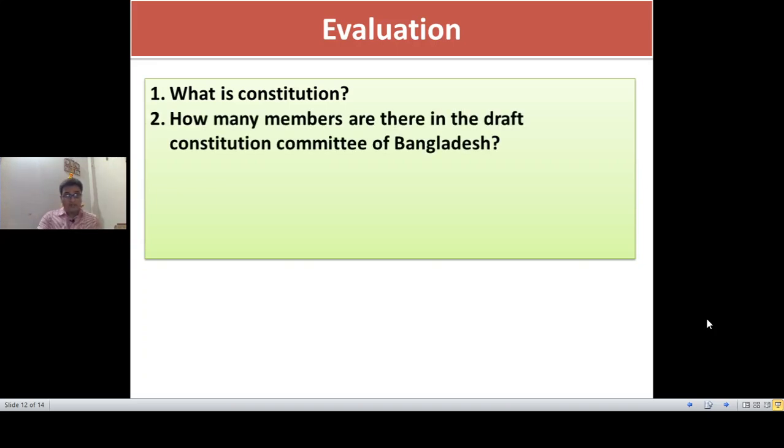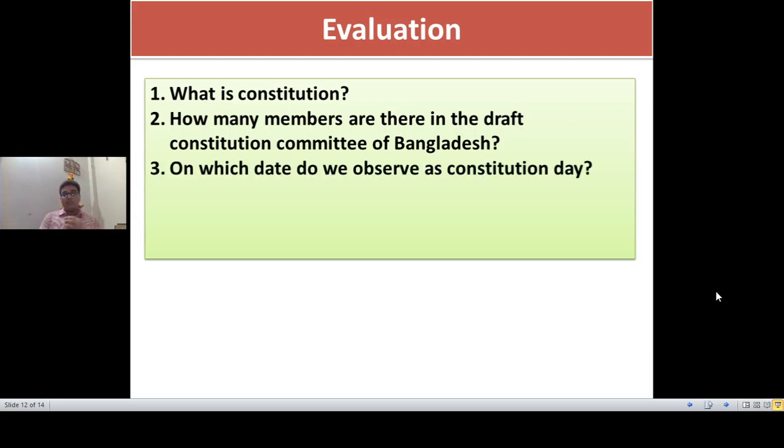Next question is, how many members are there in the Draft Constitution Committee of Bangladesh? 34 members. There are 34 members in the Draft Constitution Committee of Bangladesh, and Dr. Kamal Hussain was its head.